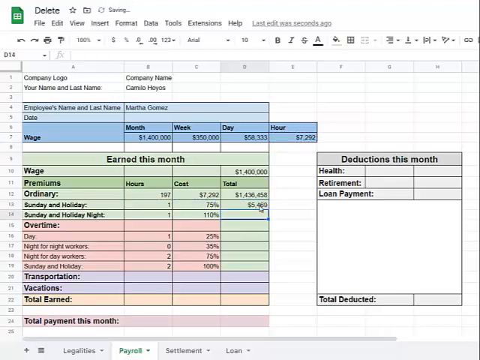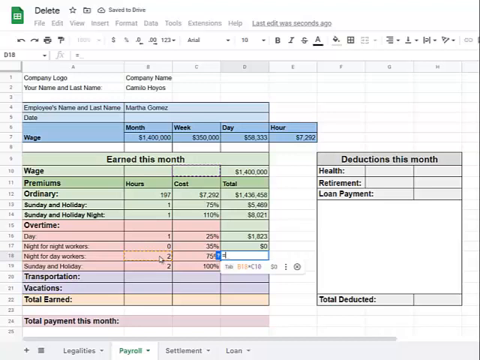Then hit enter, right? The same formula goes here: equals this hour times the hourly rate times that percentage, enter. Same goes here, equals this hour times what it costs times only that percentage, which is 25, enter. Same with this one times this one, times the percentage.